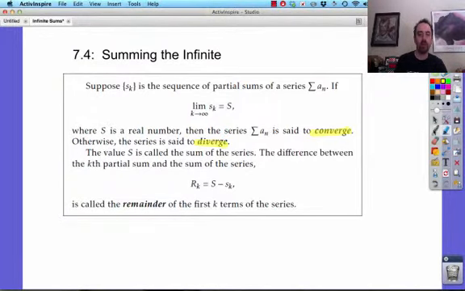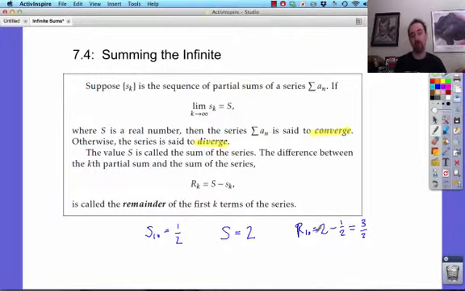Okay. Furthermore, we can define something called a remainder. So the remainder is, suppose the sum of the first 10 terms is a half. Okay. And suppose we know that the entire series sums up to 2. If we know that's the case, then the remainder up to the 10th term is going to be 2 minus a half, which is 3 halves. So what that means is that the remainder should end up going to 0 as well, because the partial sum should approach the total. So just another way to look at it.